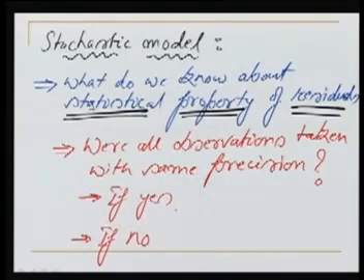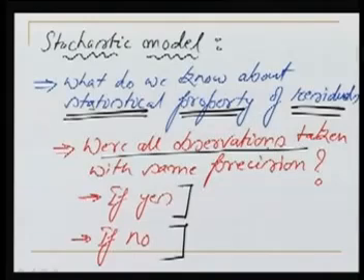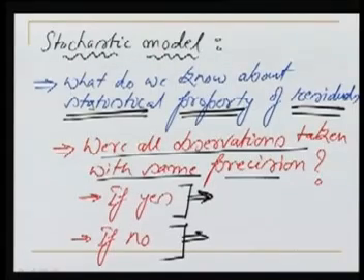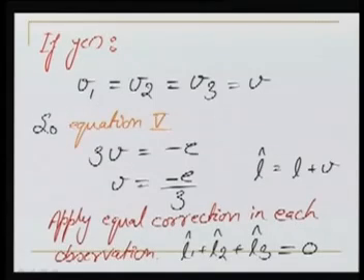Okay, now in this case, two cases as we have seen. The question is, were all observations taken with the same precision? Well, there could be two answers, yes and no. If the answer is yes, all the observations were taken with the same precision, then we can say the residual in all the observations will be the same.